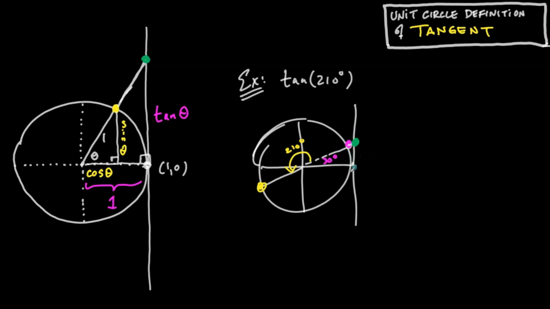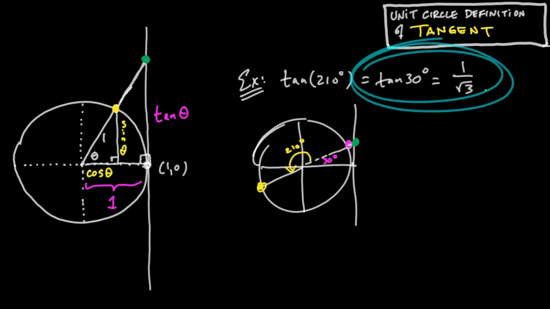But hey, look, if I just looked at the tangent of 30 degrees, so I extended that radius until I hit the tangent line, it hits in the exact same place. So the tangent of 30 degrees would be the second coordinate of that same point. So that means the tangent of 210 and the tangent of 30 degrees are equal. And hopefully by now you know that the tangent of 30 degrees is 1 over root 3.